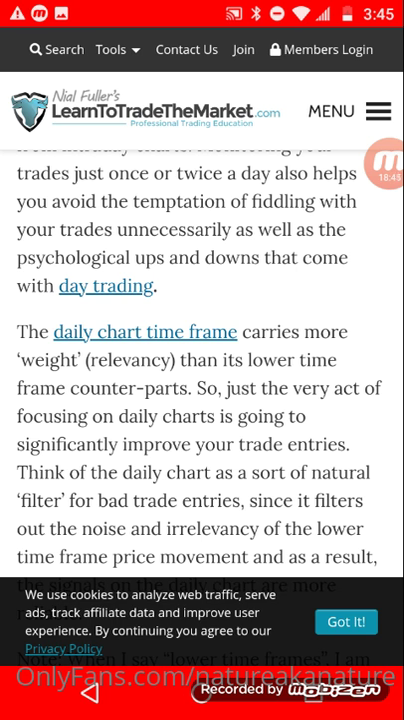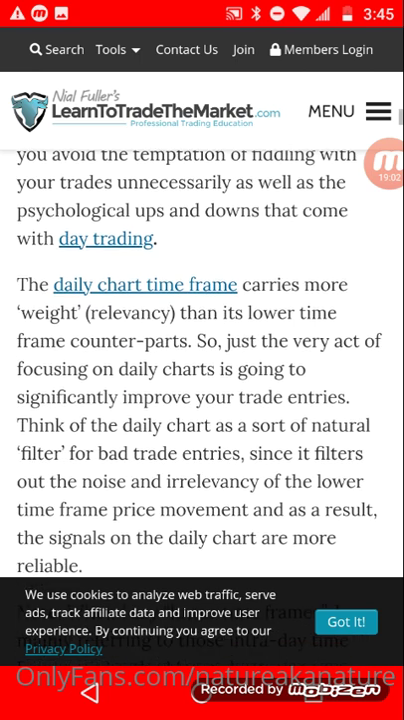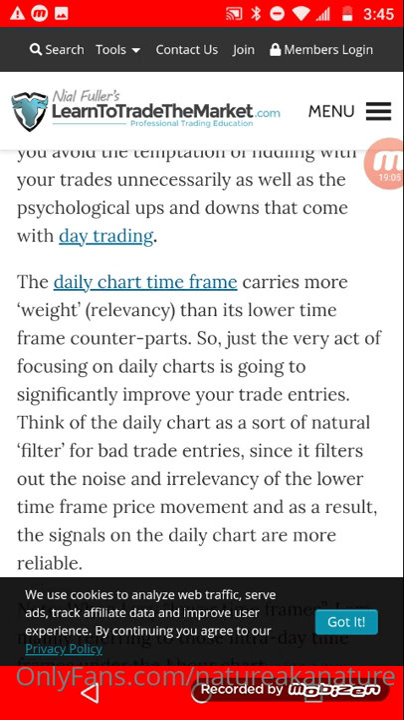The higher time frame charts carry more weight: the 1 hour, the 4 hour, the daily, and even the weekly. They give you more, irrelevant of what's going on in the market right now, than the lower time frames, because the lower time frames can be very confusing.